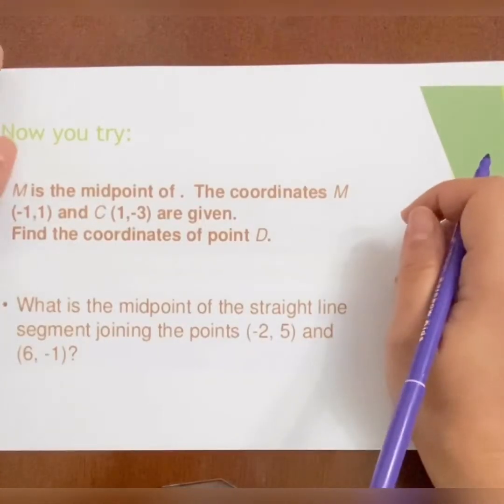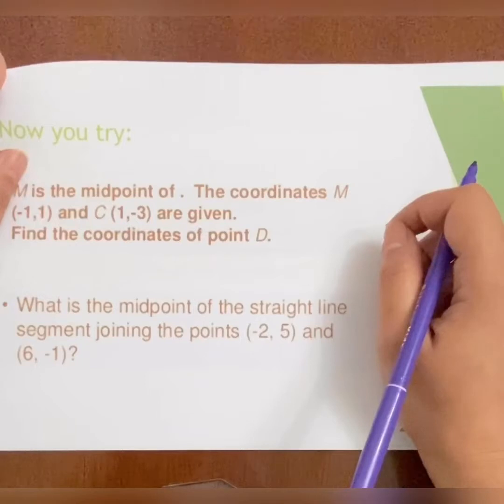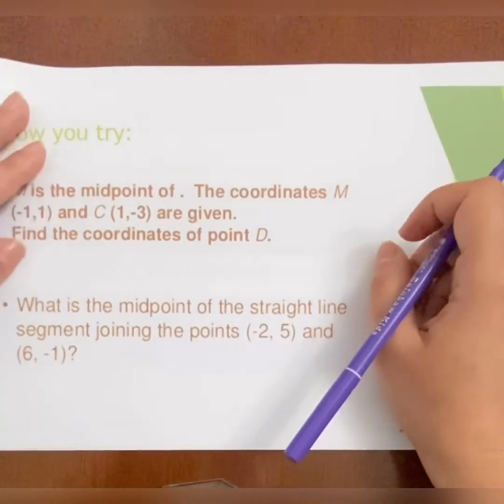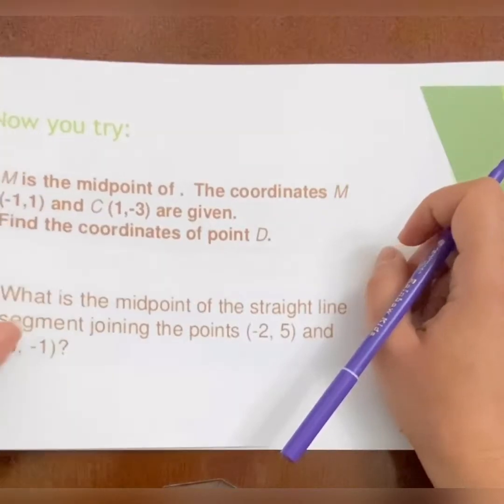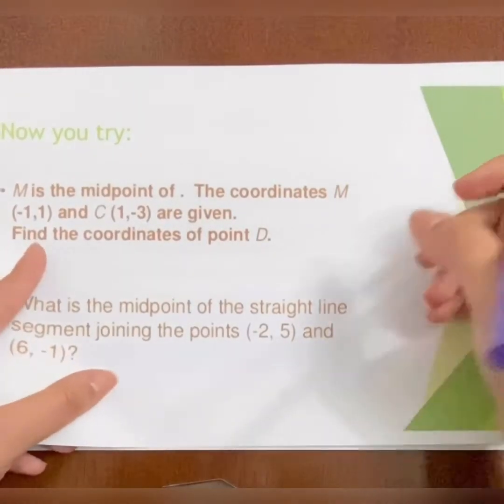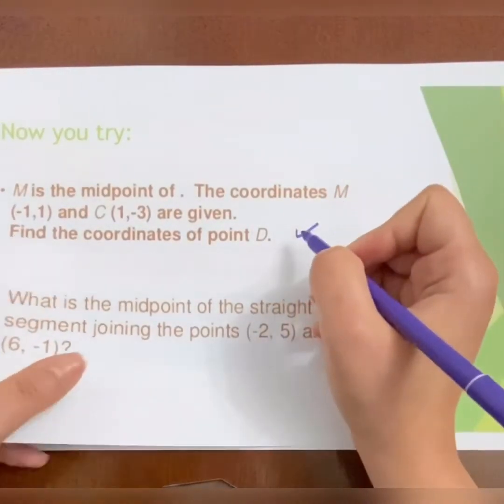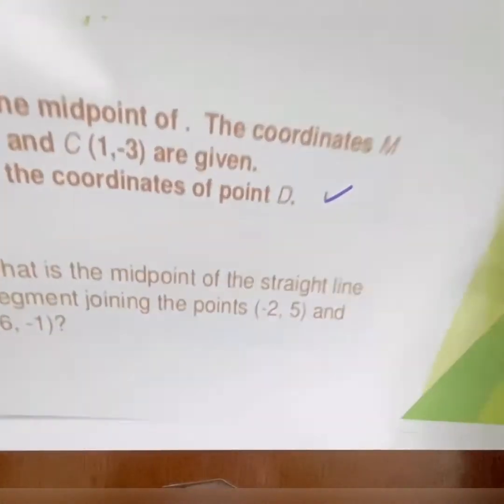What is the midpoint of the straight line segment joining the points negative 2, 5, and 6, negative 1? I want you to do this question after you finish the rest of the video.